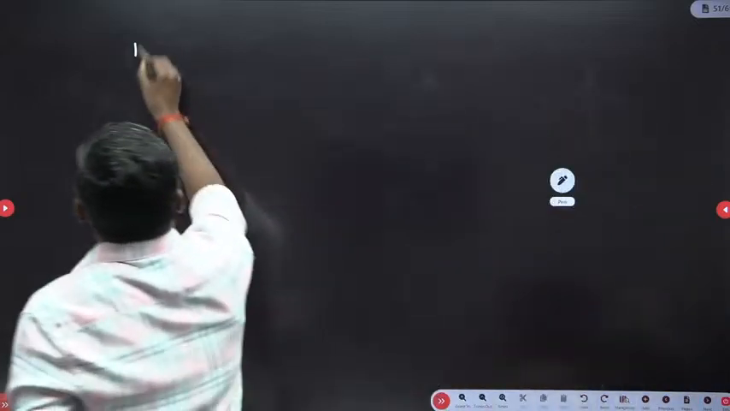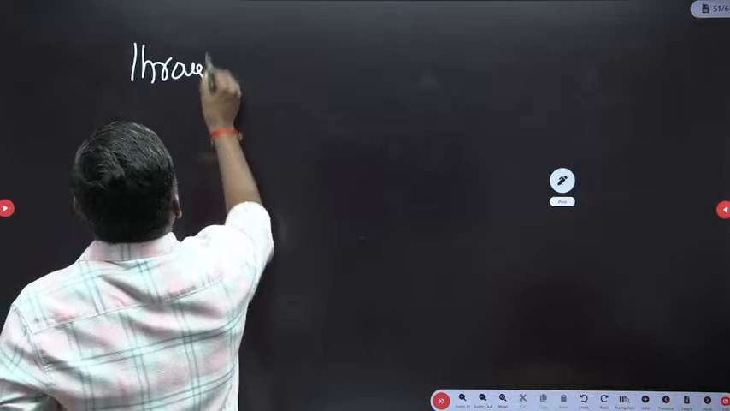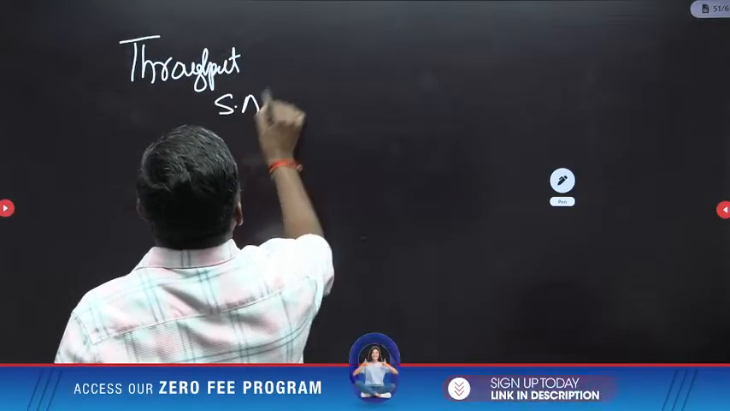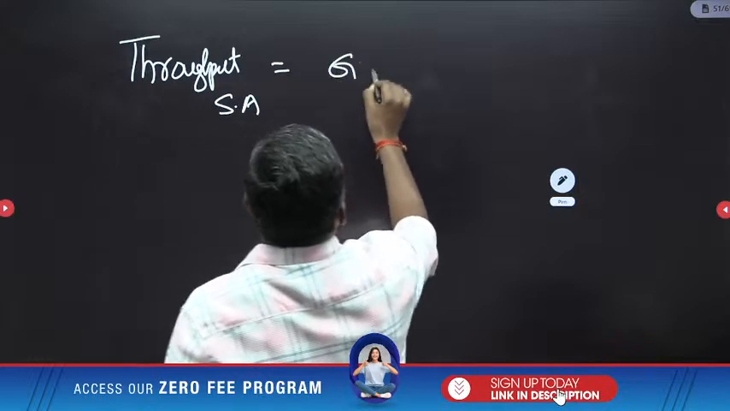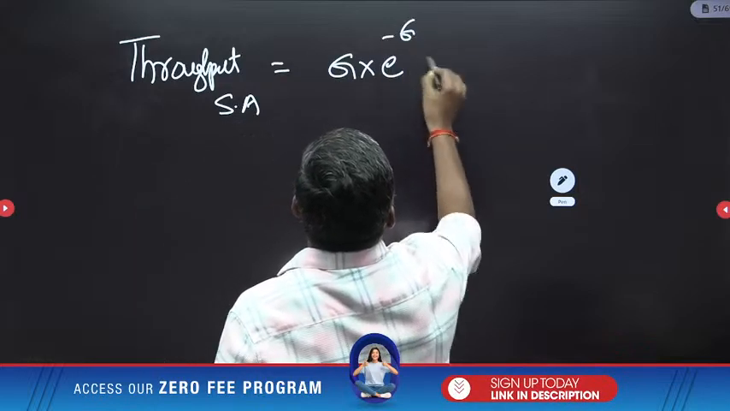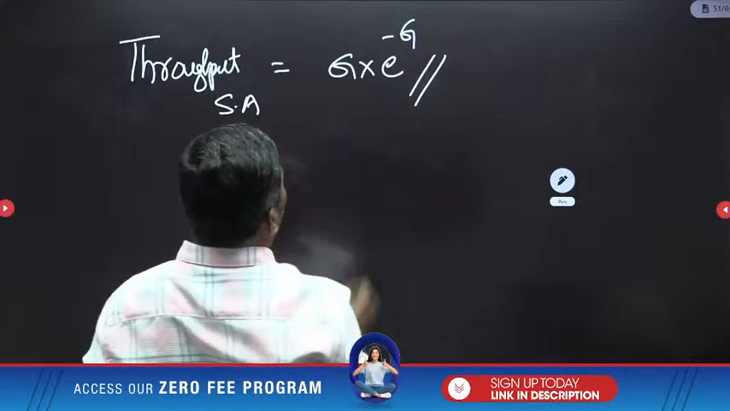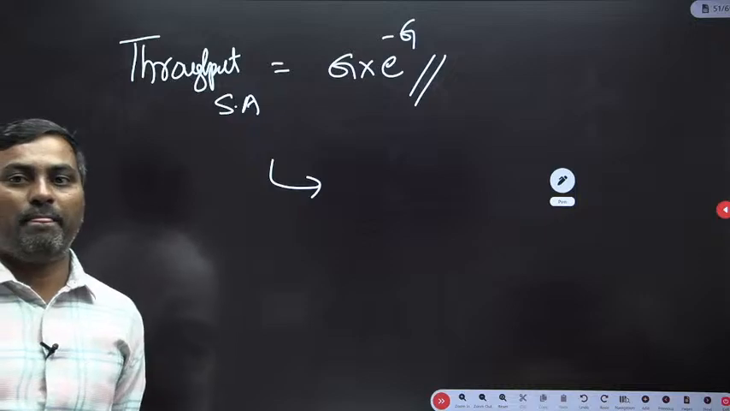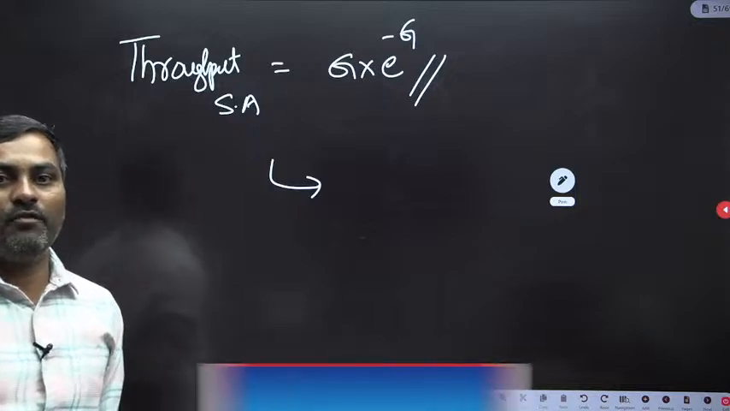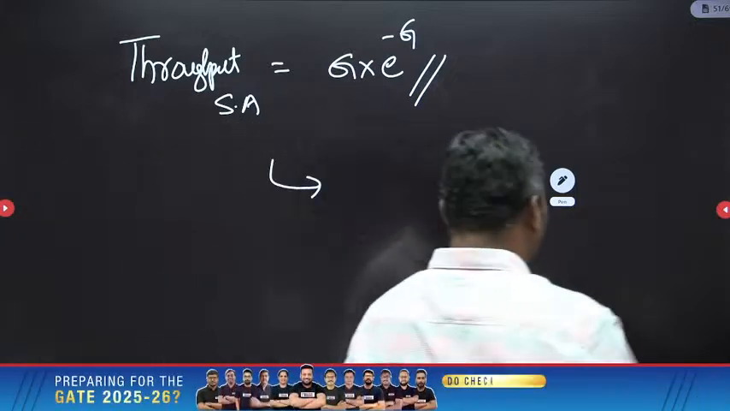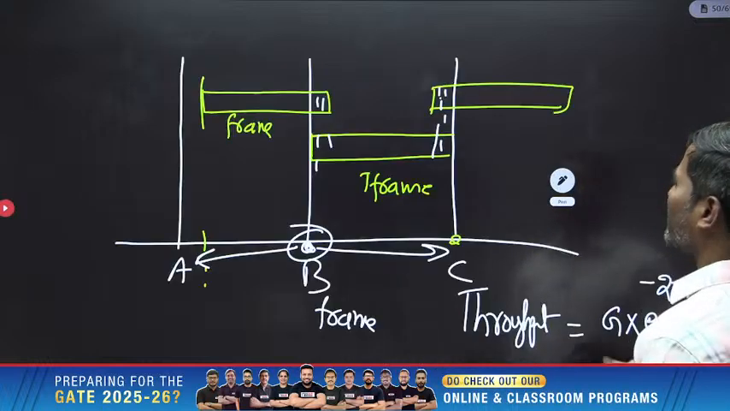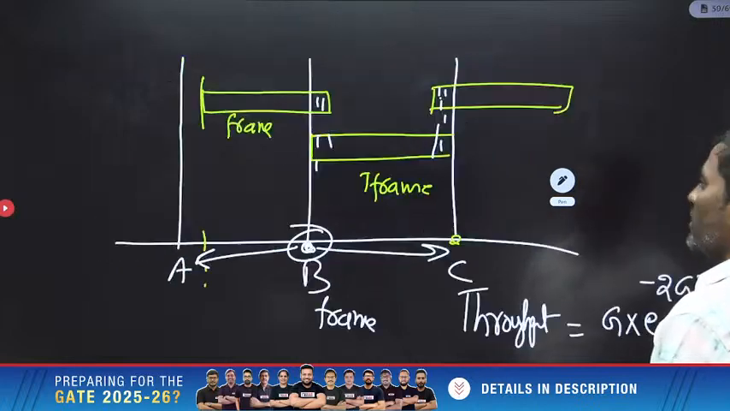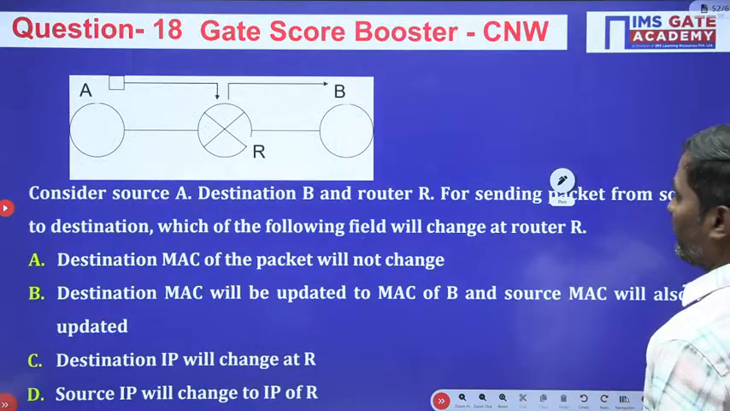What is the throughput expression for slotted Aloha? G into e power minus G only. So in this case the throughput is going to increase, right? Yes or no? It will be doubled. Efficiency increases, throughput is increased here. So these are the observations with pure Aloha and slotted Aloha. Some questions I think are added, we will observe them later.